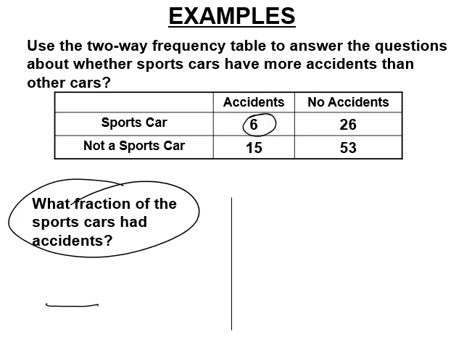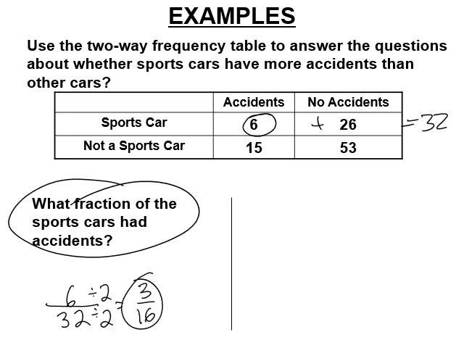So 6 people had accidents, 26 did not, for a total of 32 sports cars, right? So we're going across. That's the total amount of sports cars. What fraction of them had accidents? Well, 6 out of the 32. Now, hopefully you look at that and there's something wrong with that. What is it? You have to simplify your fraction always. And so it was 6 out of 32, but you simplify to 3/16 of the sports cars had an accident. So most people who bought a sports car did not have an accident, but 3 out of every 16 did.